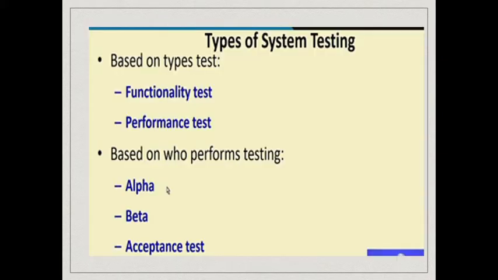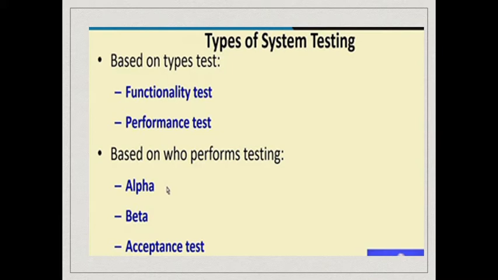Now let's proceed further. We can consider system testing to be of two types: either a functionality test or a performance test. In other words, if we have to do system testing for some software, we have to write two types of test cases. One is the functionality test cases and the other is the performance test cases. We will see which aspects the functionality test needs to test and which aspects will be tested by the performance test. We can also consider system testing to be of three types based on who performs the testing.